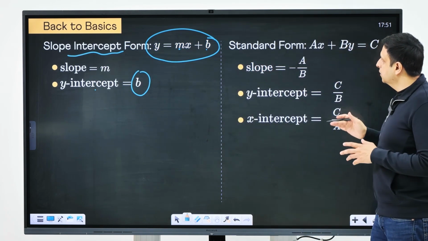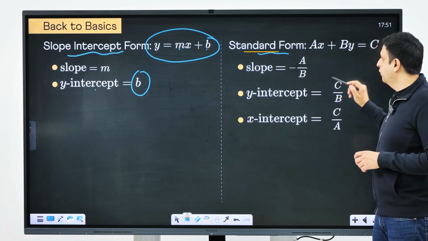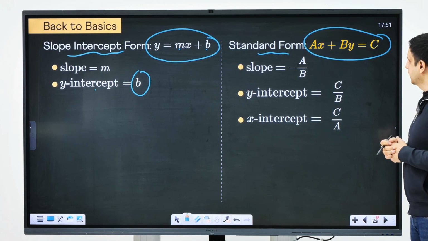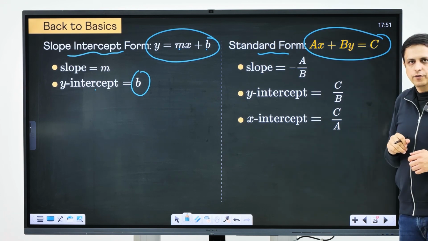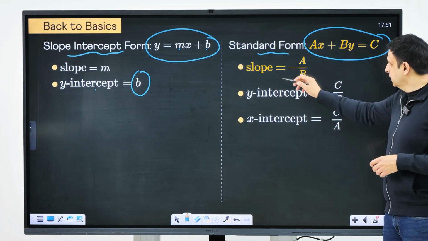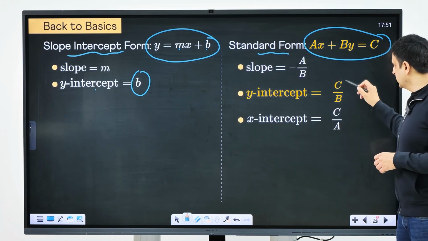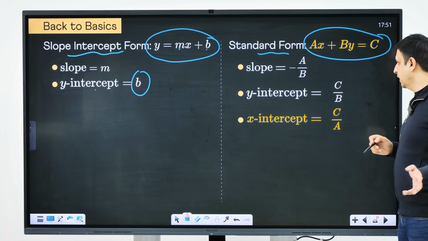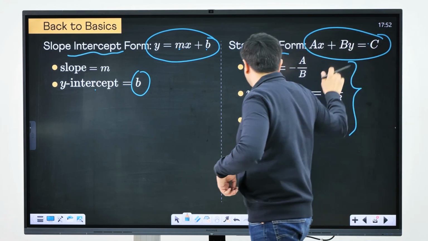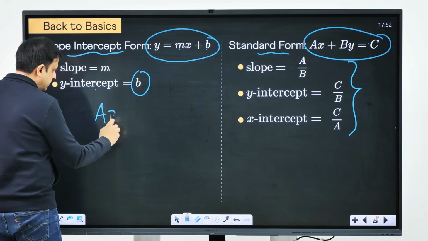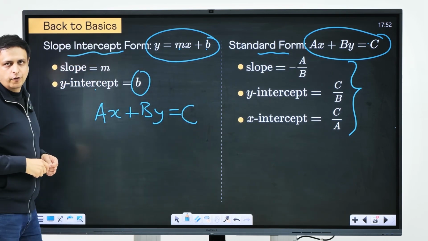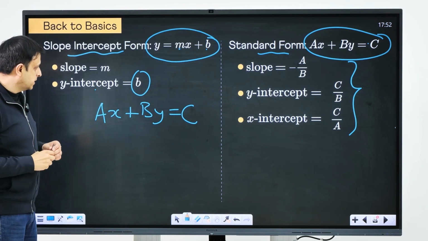And then sometimes the equation of a line might also be written in the standard form, which is like this: ax plus by is equal to c. And if the equation is written in this form, then you can find the slope and the y-intercept and x-intercept using these expressions. Slope is negative a over b, y-intercept is c over b, x-intercept is c over a. Why do these expressions make sense? Let's quickly verify. Let's take the standard form, ax plus by is equal to c, and write this in the slope-intercept form and then see if those expressions are correct.